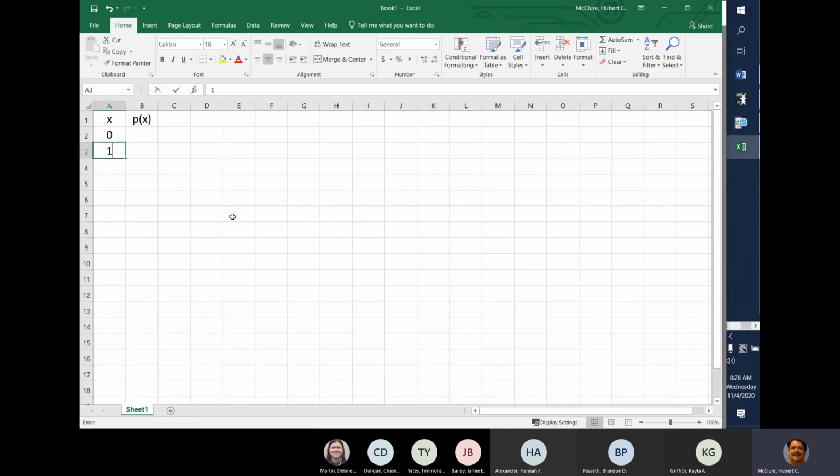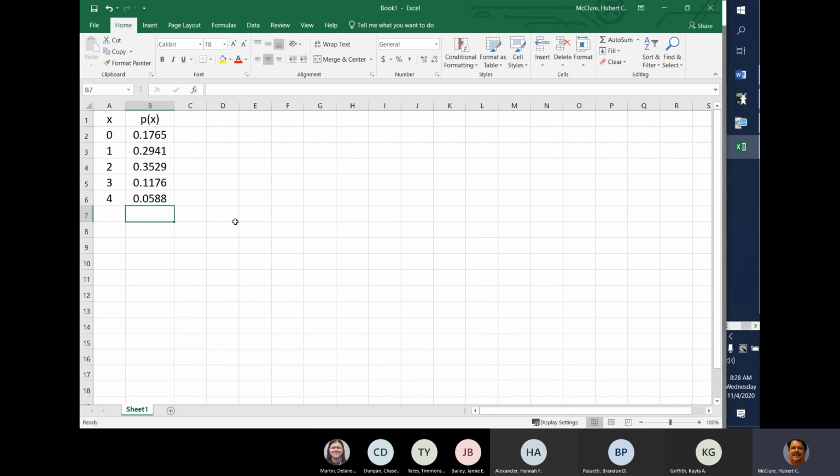0, 1, 2, 3, 4. Then 0.1765, 0.2941, 0.3529, 0.1176, and 0.0588. I'm going to make this column a little bit bigger because I want it to have 4 digits.